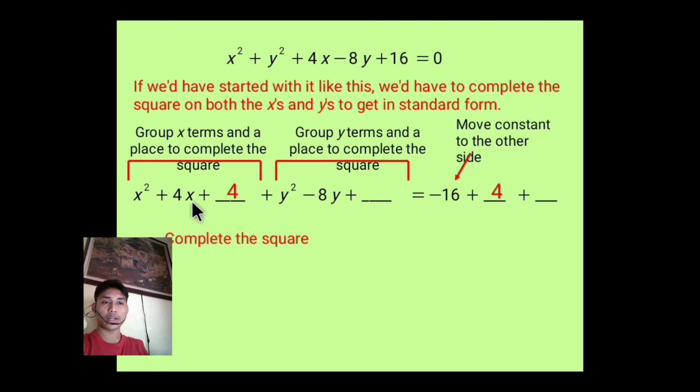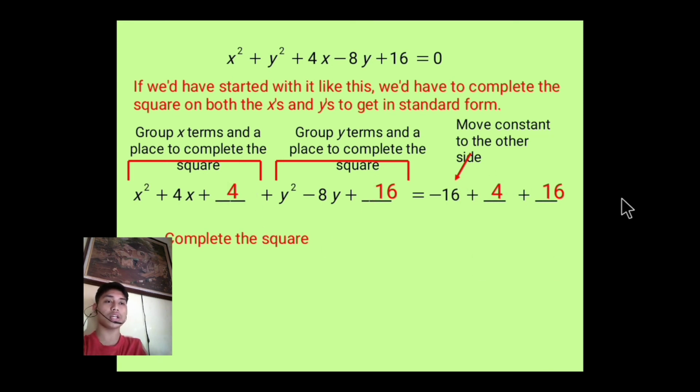So, complete the square. Paano po natin nakuha itong 4? Di ba, we're going to multiply it by half and square it. So, 4 times 1/2 is equal to 2. Then, square of 2 is 4. Same as in negative 8: the half of negative 8 is negative 4, and the square of negative 4 is 16.